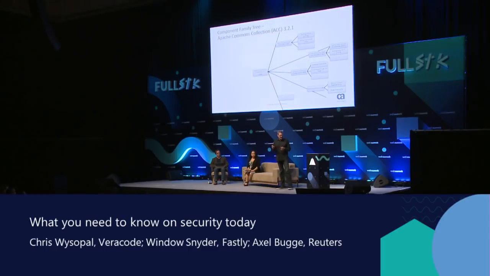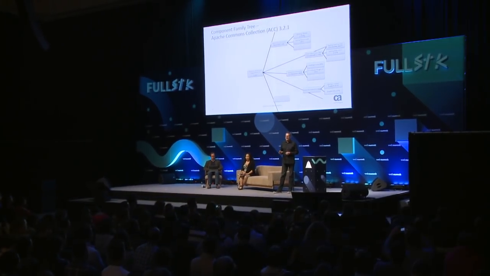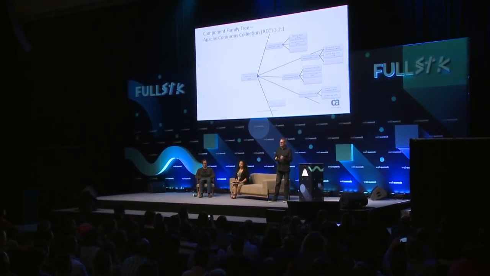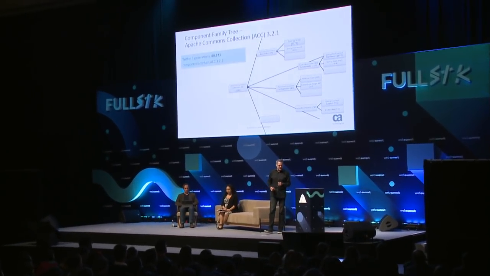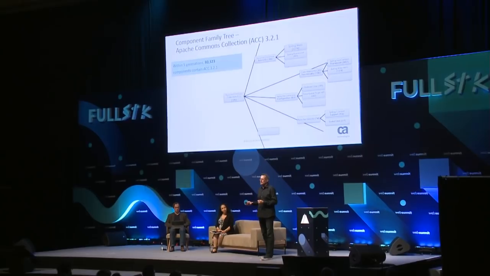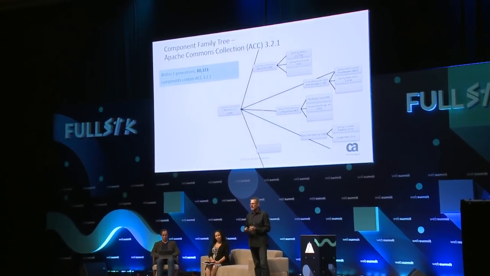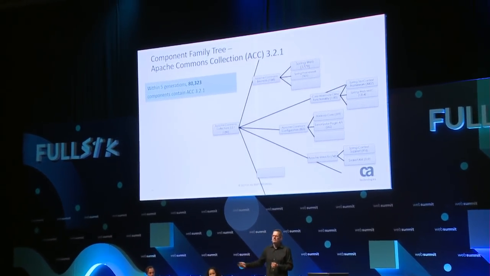So just to look at the scale of the problem here, packages rely on other packages, rely on other packages. We all know about dependencies. If you look at the Apache Commons collection, and because it's a very fundamental component, how many packages are ultimately affected, it actually comes out to 80,000 packages. We went 5 generations deep looking at all the usages across Maven.